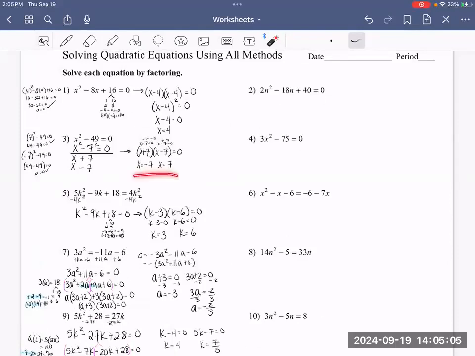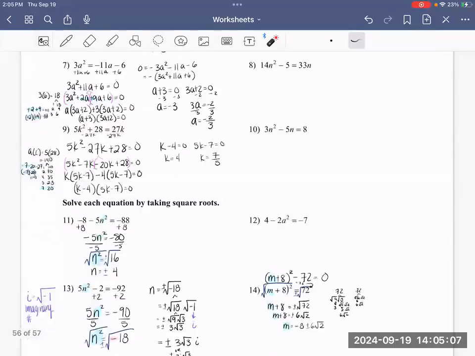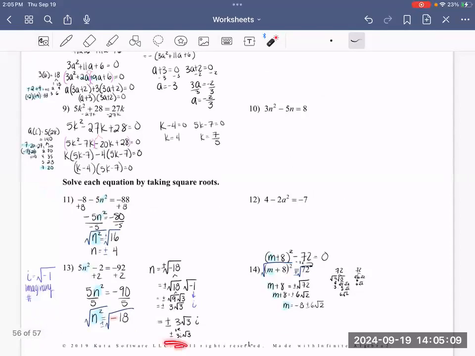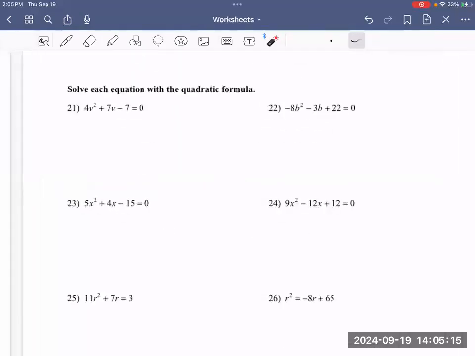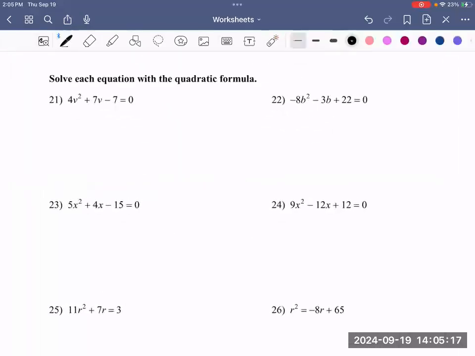But notice that your solutions come out nice and clean, whereas in the other parts, we've noticed that some of your answers don't always look super nice. So in that case, we have a tool in our back pocket called the quadratic formula. Now the quadratic formula goes x is equal to negative b plus or minus the square root of b squared minus 4ac all over 2a.